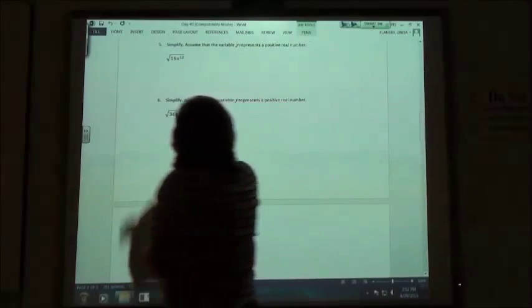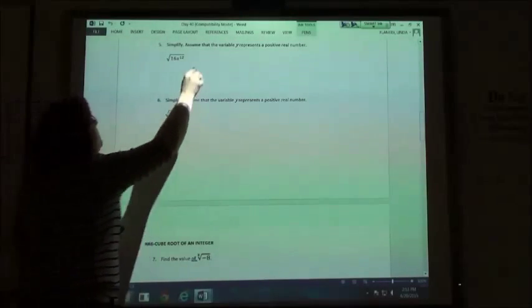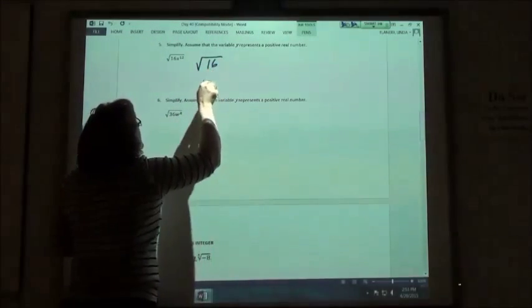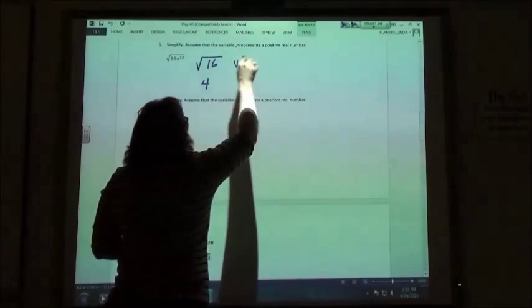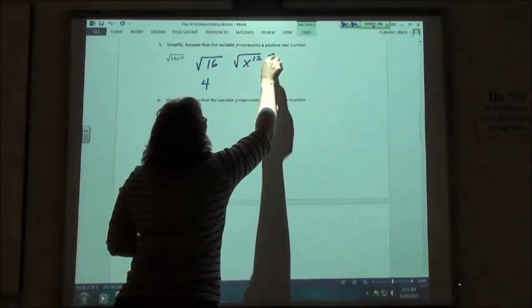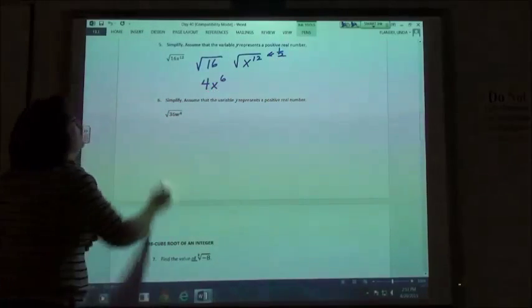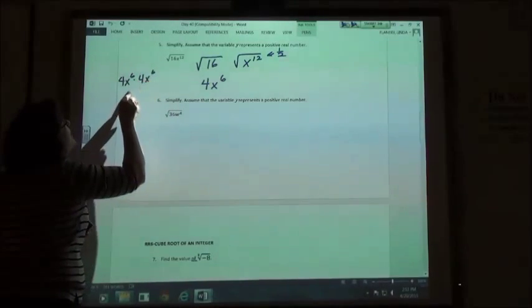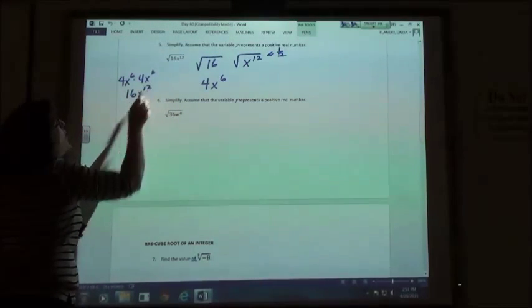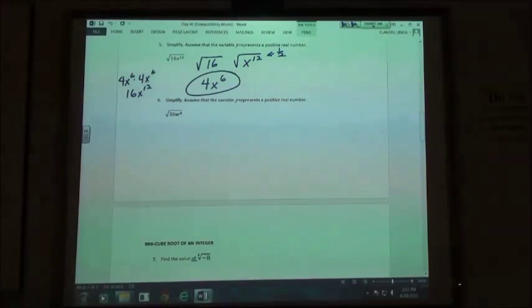So if I'm going to do the square root of 16x to the 12th, the square root of 16 is going to be 4. 4 times 4 is 16. The square root of x to the 12th, you do half of that, x to the 6th. If you take a 4x to the 6th times the second 4x to the 6th, you get 16x to the 12th power. So 4x to the 6th is just going to be your answer.